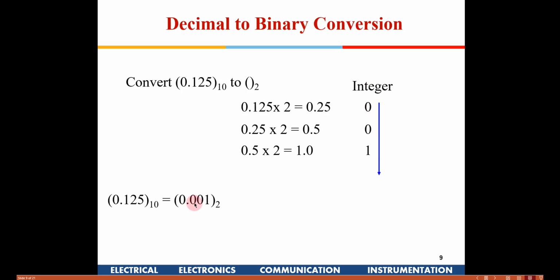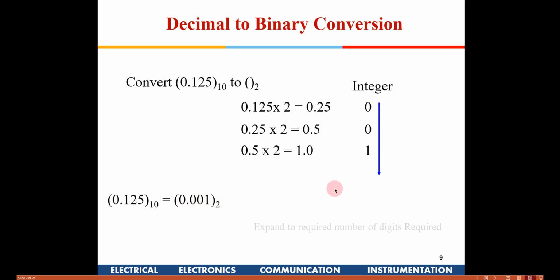So 0.001, because this is 0 divided by 2. This is 0. You have multiplied it by 2, so this is 0 divided by 2 to the power of 2. This is, you have multiplied it by 3, so that is why it is 1 divided by 2 to the power of 3. So you will write 0.001 here. So this is how we convert from decimal to binary.